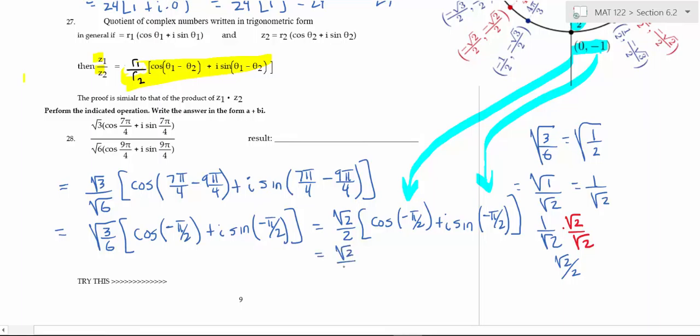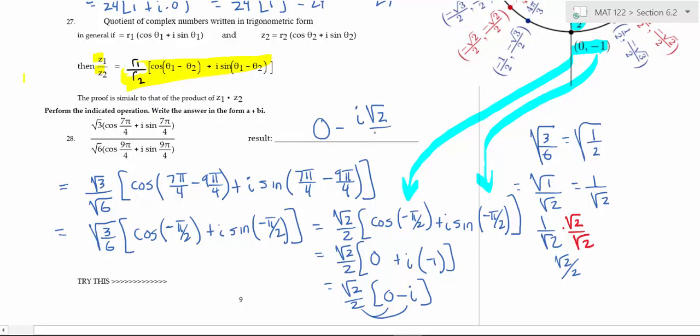So you get root 2 over 2, cosine of negative pi over 2 is 0, plus I, sine of negative pi over 2 is negative 1. So you end up getting root 2 over 2 times 0 minus I. And then you can do a distributive property. So that's 0 minus, and let's write I root 2 over 2 like that. Okay, and that's in the a plus bi form. So that would be the quotient of those two complex numbers.